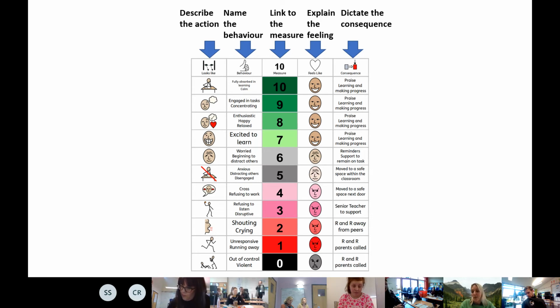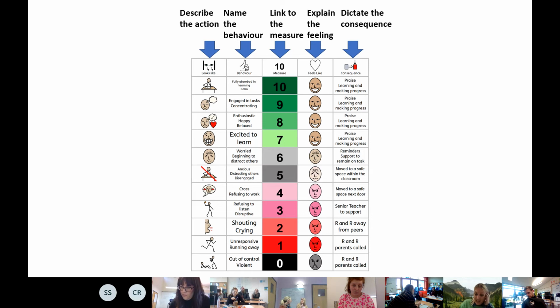They're not always going to fully understand this or be able to name those actions. Do they know exactly what absorbed means? Do they know what engaged means? Have we gone back over those with them? Link it to the measure so that they're starting to understand what that behavior is and how it links in.